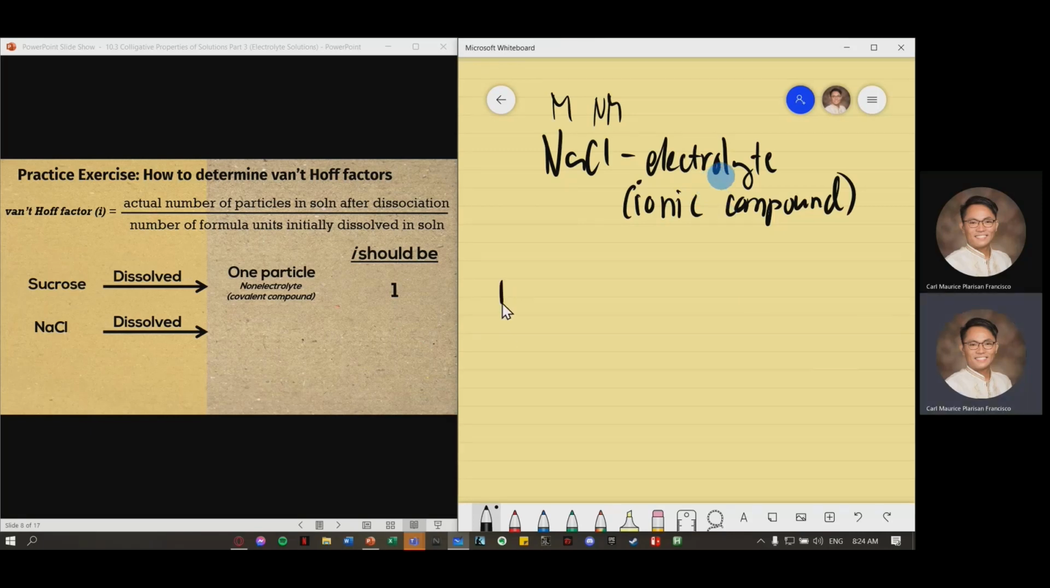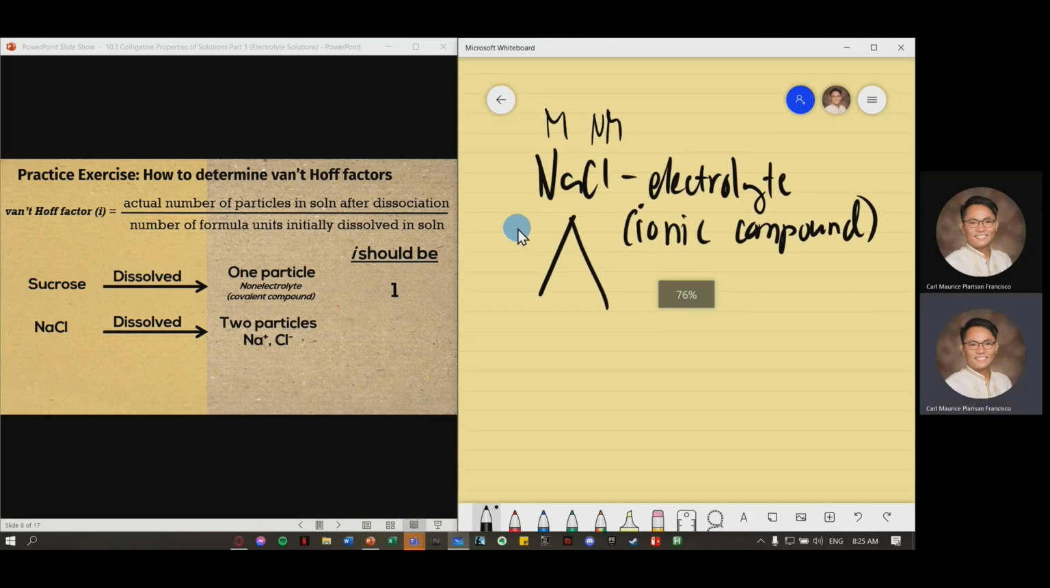So paano natin i-solve ang i? Okay? Now, when sodium chloride dissolved, it becomes 2 particles. It becomes sodium and chlorine. Ano daw? Ano yung sabihin nun? Paano nangyari yan? Explain po natin. Ang NaCl po, kapag dinisolve sa isang solvent or ginawa nating solution ang NaCl, magdi-dissociate. Pag sinabing dissociate, magbi-breakdown. Paano? NaCl, magbi-breakdown o maghihiwalay, magdi-dissociate into Na+ plus Cl-.